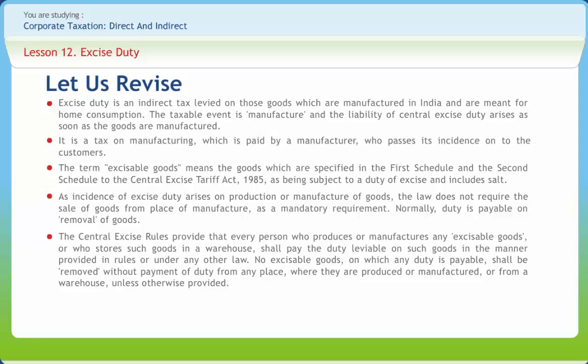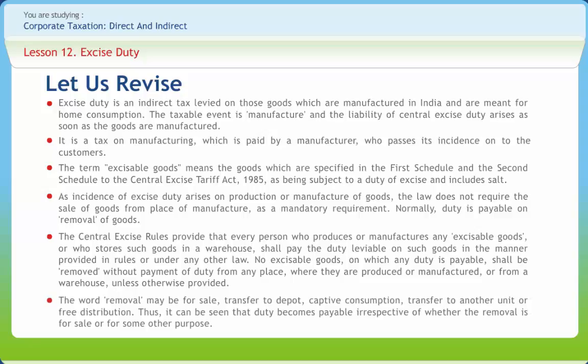No excisable goods on which any duty is payable shall be removed without payment of duty from any place where they are produced or manufactured, or from a warehouse unless otherwise provided. The word removal may be for sale, transfer to depot, captive consumption, transfer to another unit, or free distribution. Thus, it can be seen that duty becomes payable irrespective of whether the removal is for sale or for some other purpose.